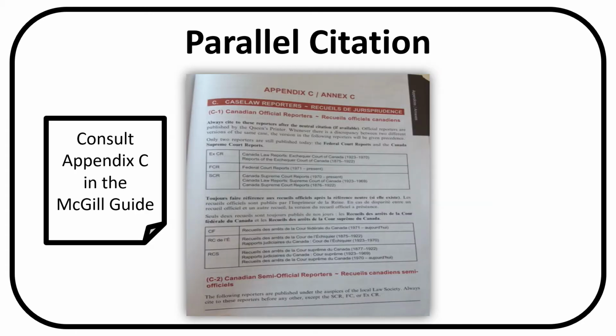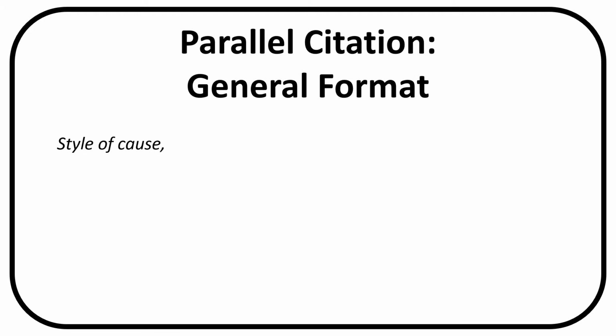A list of official, semi-official, and unofficial reporters is available in Appendix C of the McGill Guide. You can browse the abbreviations found in the database record to identify the best sources to include in your parallel citation. For cases without a neutral citation found in electronic databases like CanLII, the parallel citation follows a general format.